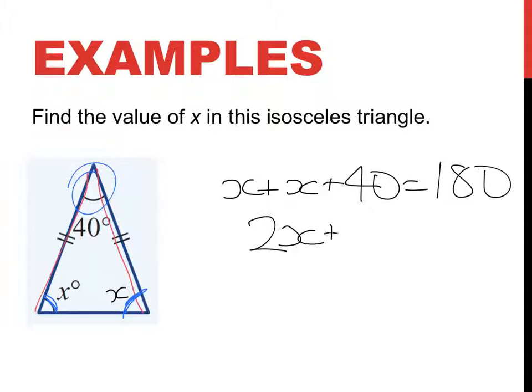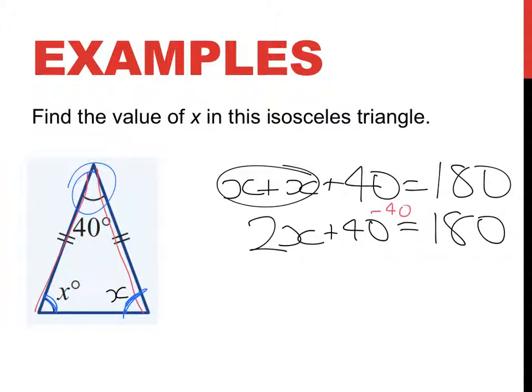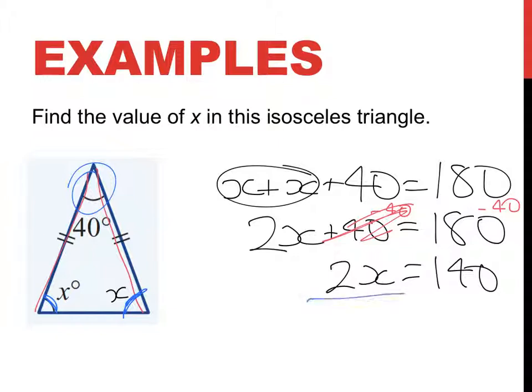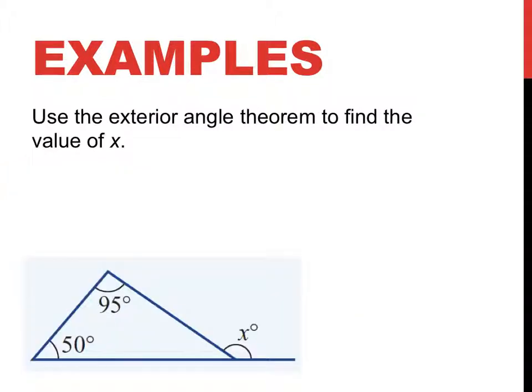2x plus 40 equals 180. I just grouped those two terms. If it's a plus 40, how do I get rid of a plus 40? A minus 40. If I minus 40 from that side, I do the same thing to that side. That cancels out. 2x equals 140. If 2x equals 140, to find out what x is, I divide this side by 2. What I do to one side, I do the same to the other. x equals 70 degrees.